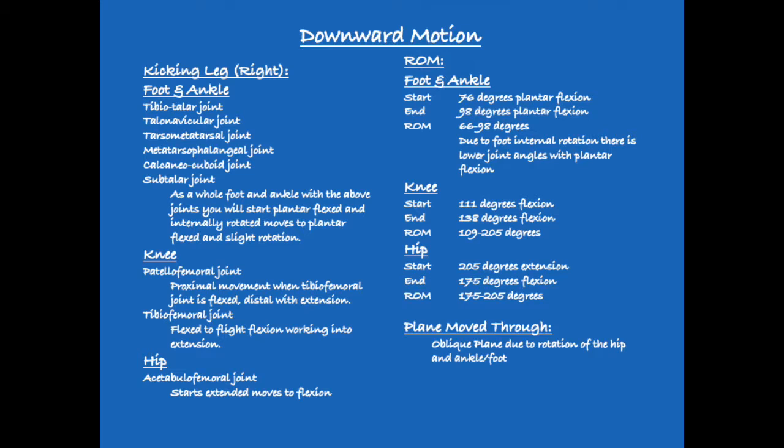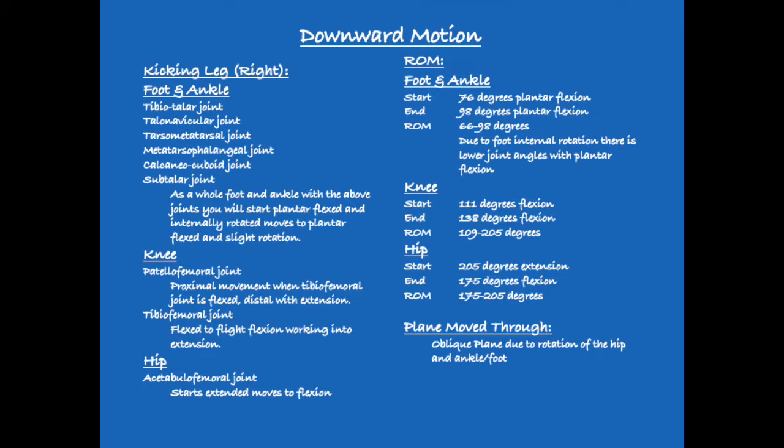Downward motion. On the kicking leg, the foot and ankle joints are as follows: the tibiotalar joint, talonavicular joint, tarsometatarsal joint, metatarsophalangeal joint, calcaneocuboid joint, and the subtalar joint. The knee joints are as follows: the patellofemoral joint and the tibiofemoral joint, and the hip consists of the acetabulofemoral joint.